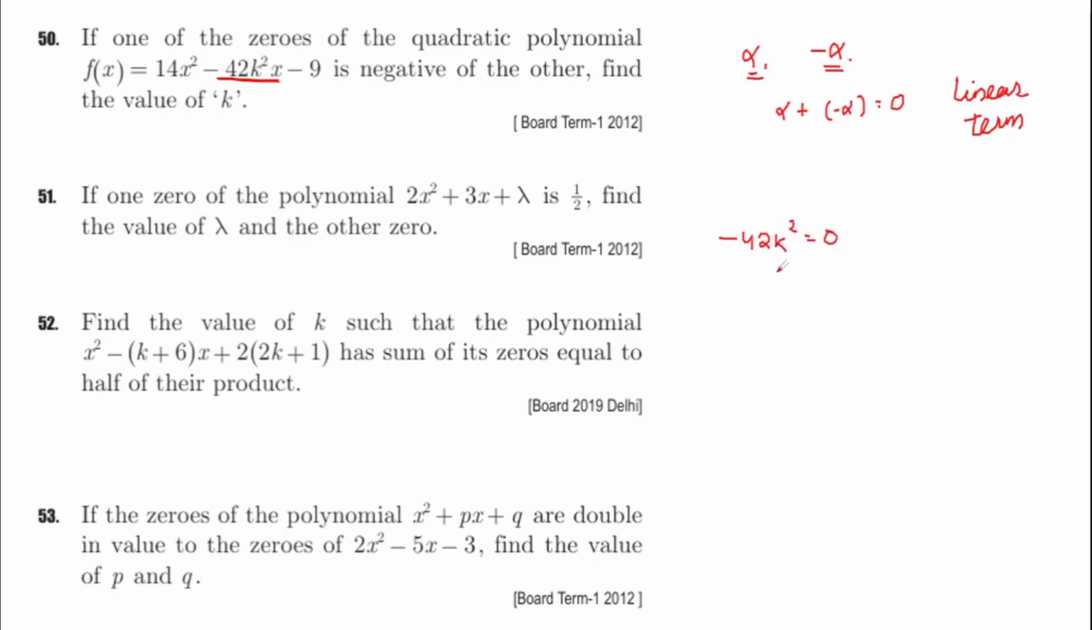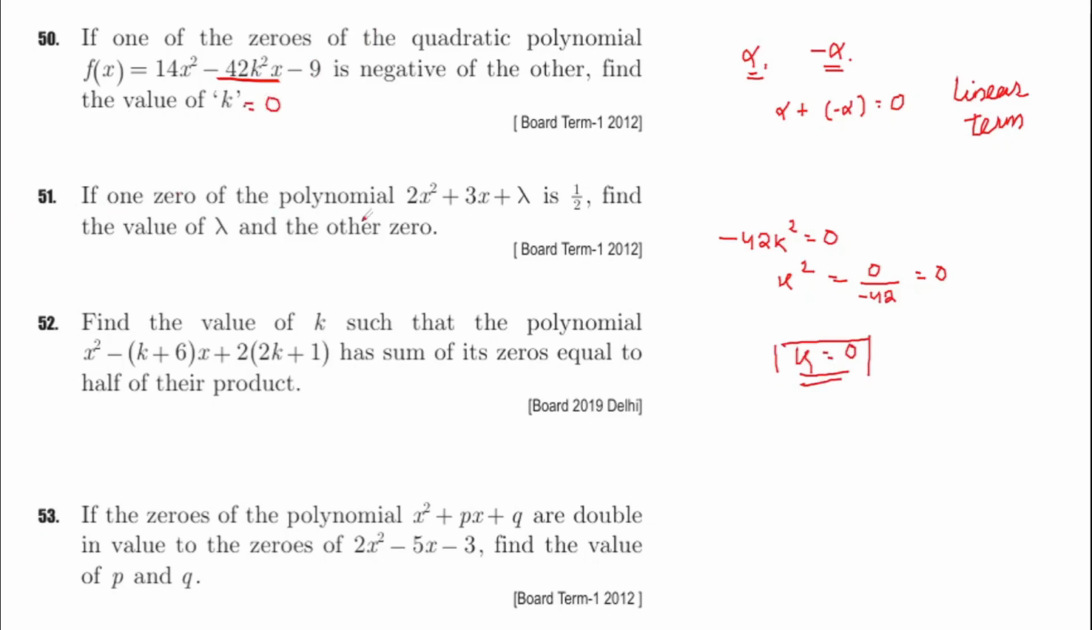Okay, now as you can see, k square will be equal to 0 by minus 42, that will give you 0, and k will be equal to 0. Now the value of k is 0. So in this question, the value of k will be equal to 0. Okay.